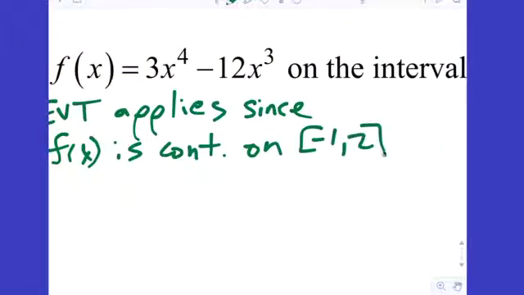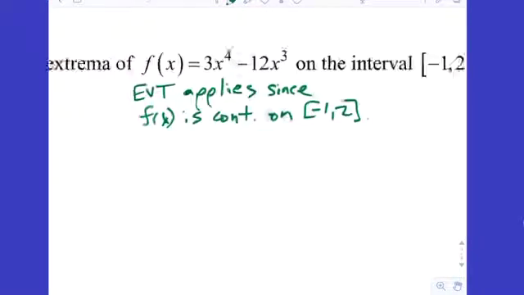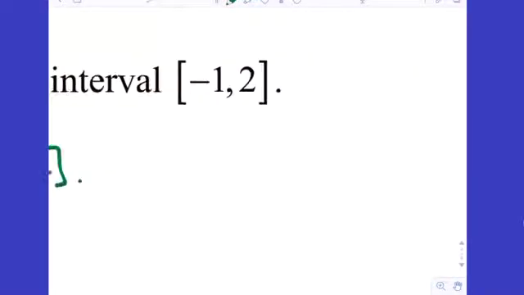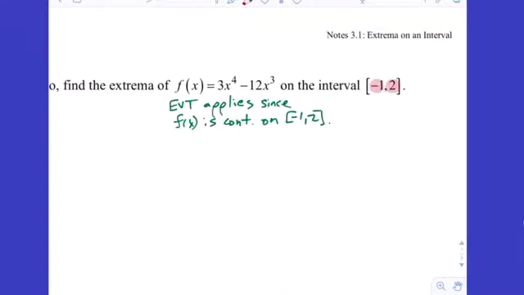So polynomials are continuous everywhere. So if you're given a polynomial in a closed interval, the EVT will apply. All right, so now we know the EVT applies. We have to identify the endpoints. Well, there they are, 1 and 2. Okay, so they're already in the studio ready to play the game. But we have to go out and find the critical values. So how do we find critical values?